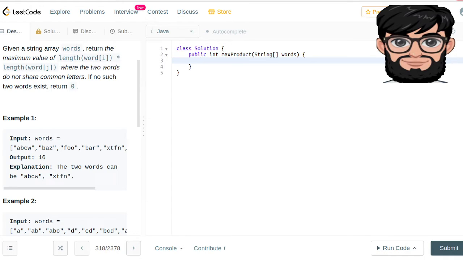so let's just say that length is equal to words.length, the total number of strings we have in the words array. Then we're going to have an array of integers called set, which is equal to new int of length. What this set does is keep the numeric representation of that string.